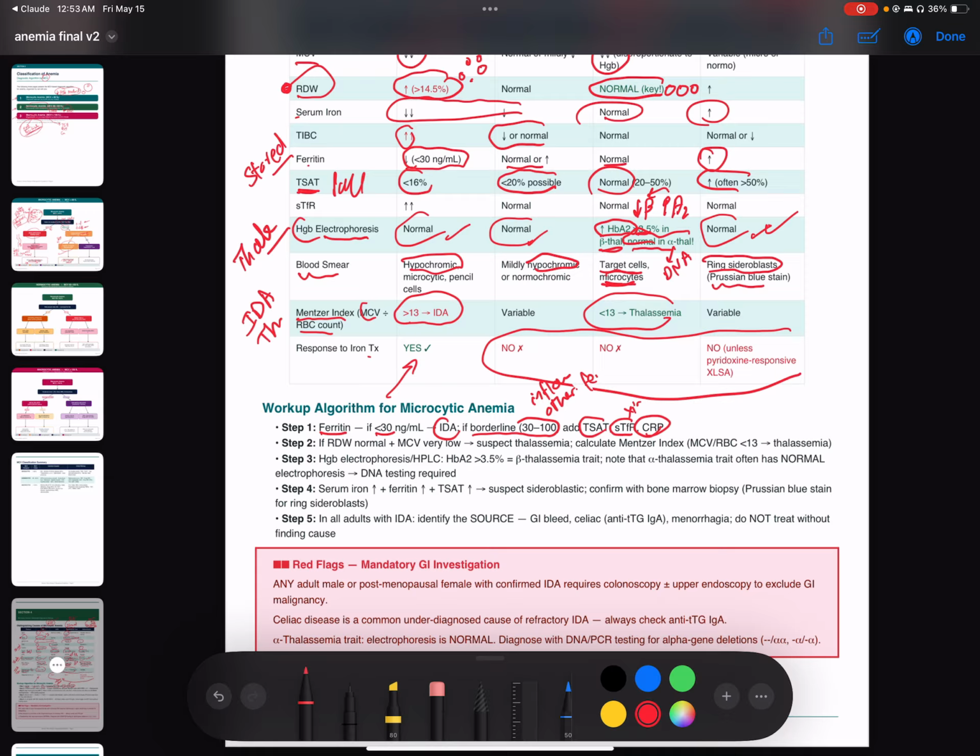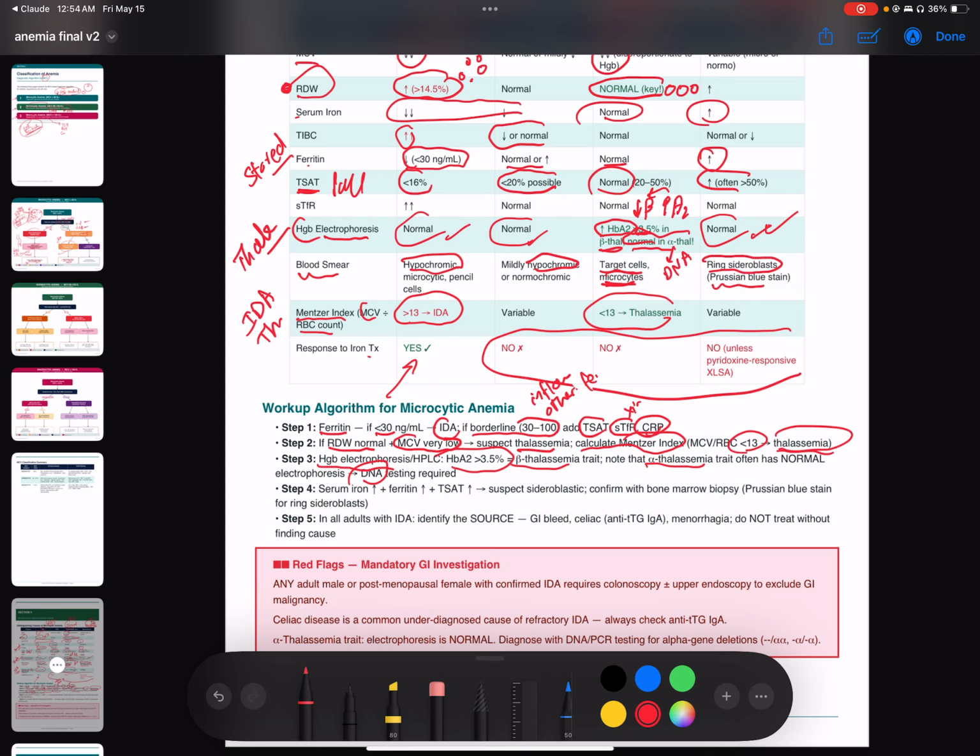Again, if you have MCV that's very low with RDW normal, suspect thalassemia. If you're suspecting thalassemia, you need to do the hemoglobin electrophoresis, but you can also calculate the Mentzer index. If the Mentzer index is below 13, that's again consistent with thalassemia. If HbA2 is above 3.5, that's consistent with beta thalassemia. If it's alpha thalassemia, the electrophoresis would be normal, and in that case, you need to do DNA testing.